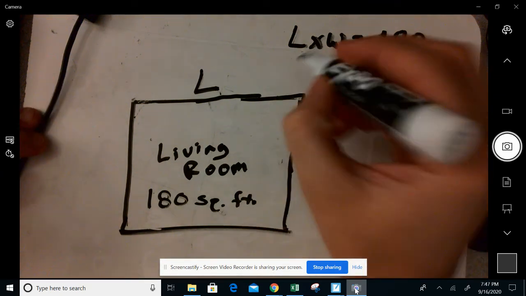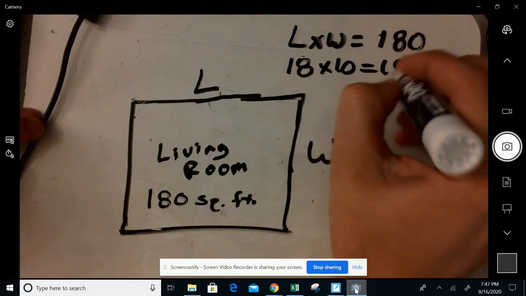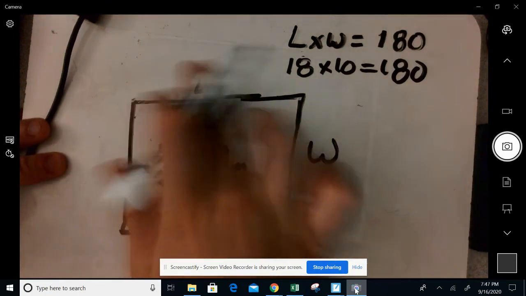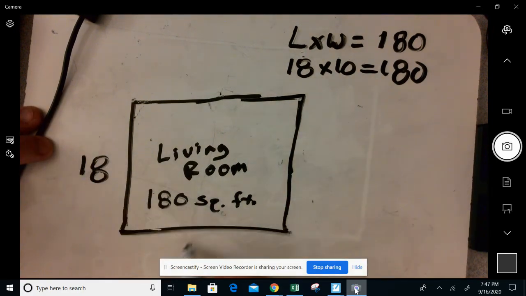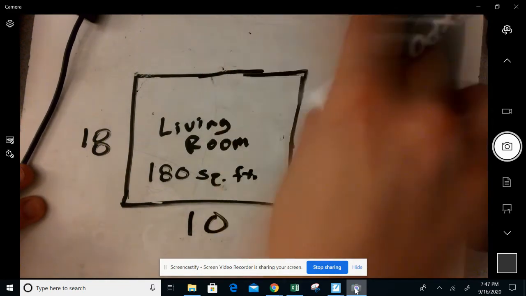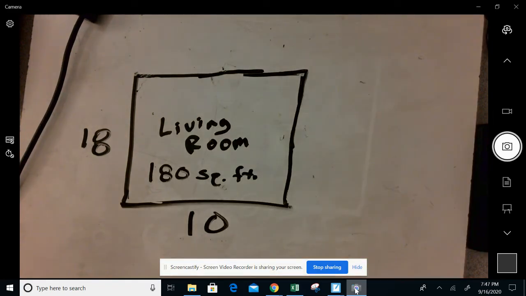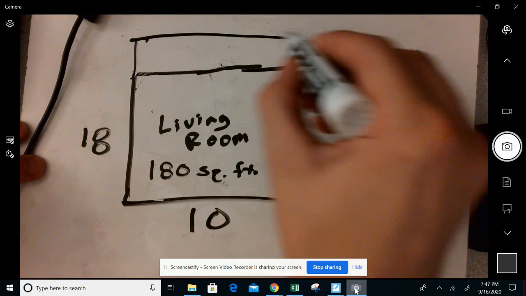So for example, I know 18 times 10 gets you 180. So that is a possibility. Now I say a possibility because we don't know if that's going to work, right? But it could work. Now, it's called guess and check. So far we've guessed. How do we check? Well, let me draw the rest of the diagram.